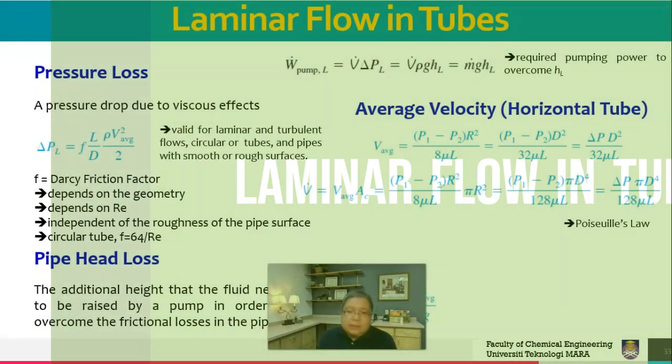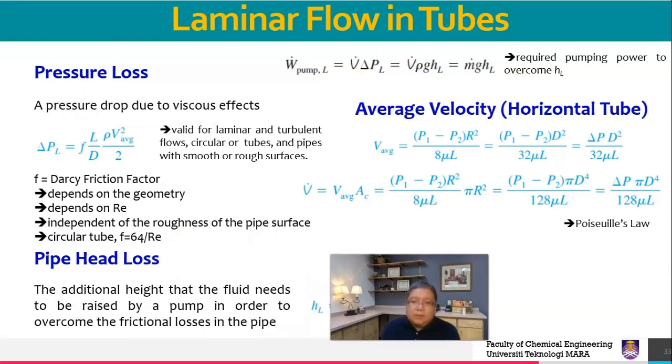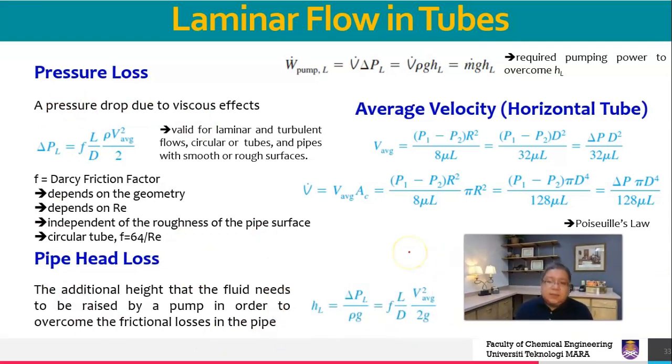5.5. So this one is a bit complex, okay, very lengthy in terms of the formula, but it's not that really hard basically, okay. It's the concept of pressure loss, whereby we have a pressure drop due to the viscous effects, okay, whereby you have delta PL here, the pressure loss, okay, and the f is the Darcy friction factor.